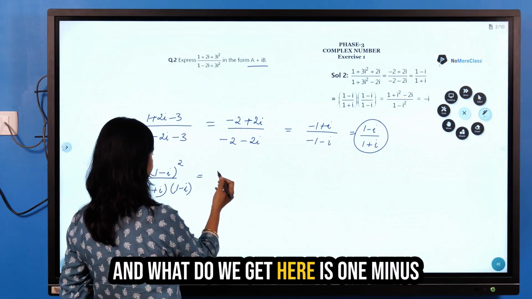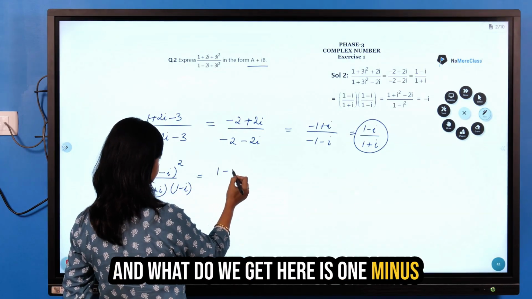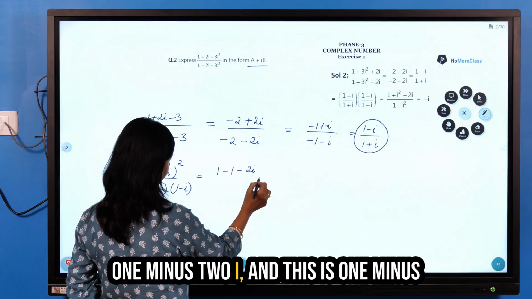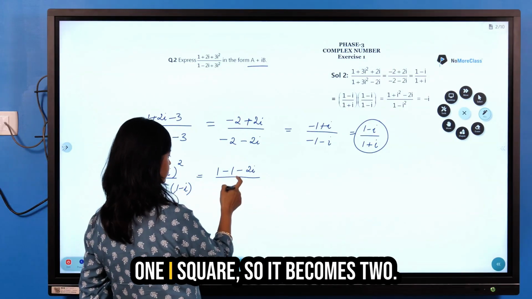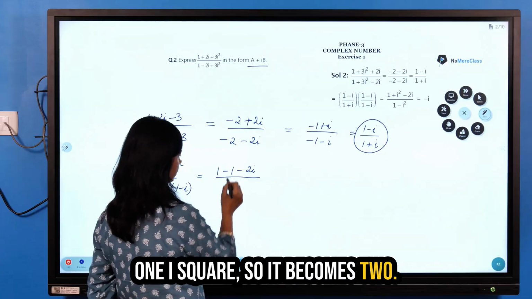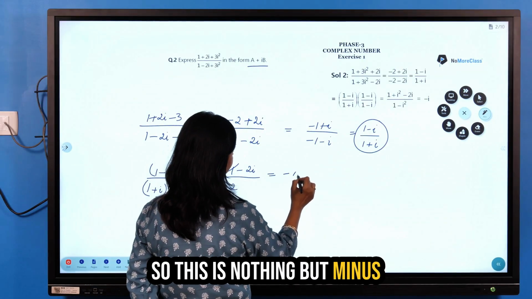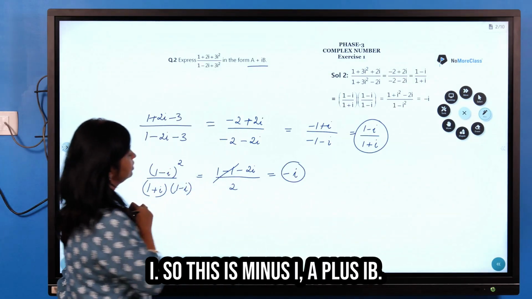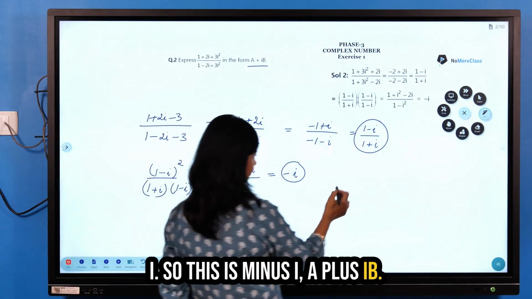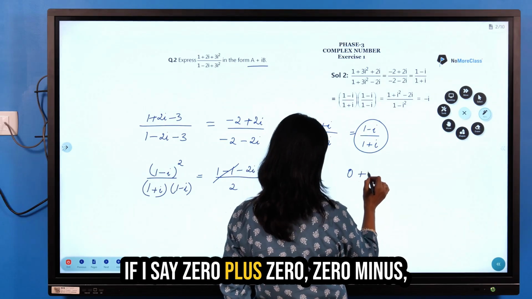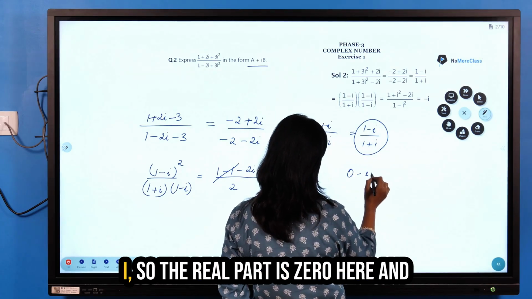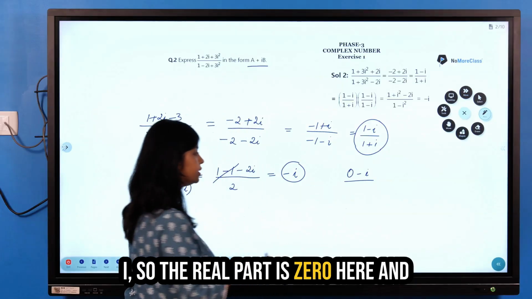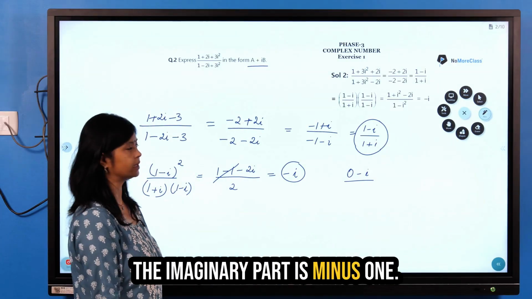When we multiply it with the conjugate, we get a real number in the denominator. What we get here is 1 minus 2i, and this is 1 minus i square, so it becomes 2. So this is nothing but minus i. In the form a plus ib, this is 0 minus i. So the real part is 0 here, and the imaginary part is minus 1.